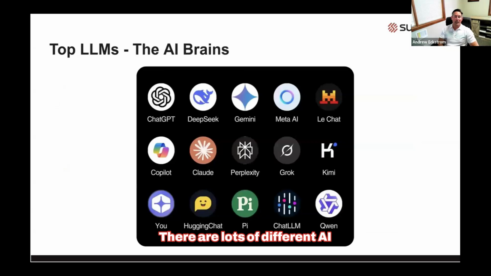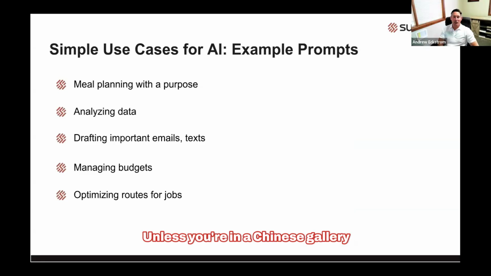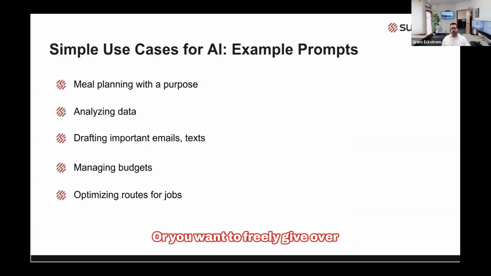There are lots of different AI models that you can use. And so ChatGPT is one we all hear about. Microsoft Copilot is quick on its heels. Google's Gemini is really coming up. I heard of a customer using Claude yesterday. So it doesn't matter which model you use. It's time to get in and start using a model for your own personal needs. Don't use DeepSeek. Yeah, exactly. That's my security realm. Don't use DeepSeek. Unless you're in the Chinese government. Yes. Or you want to freely give over your information to the Chinese government.